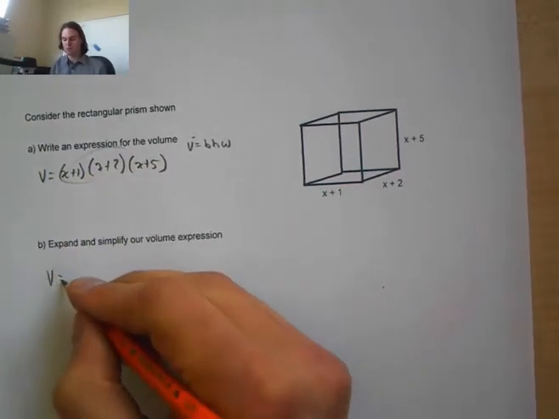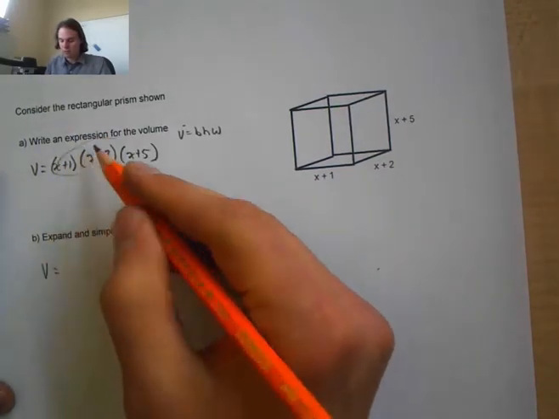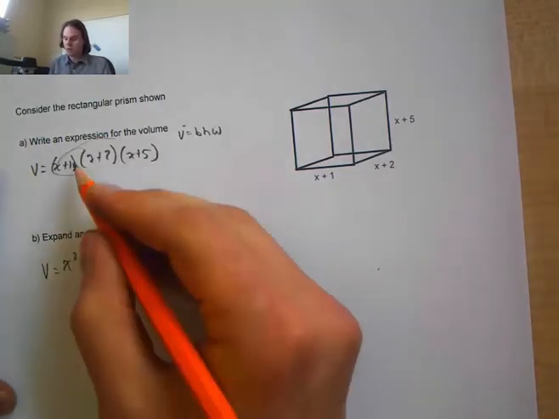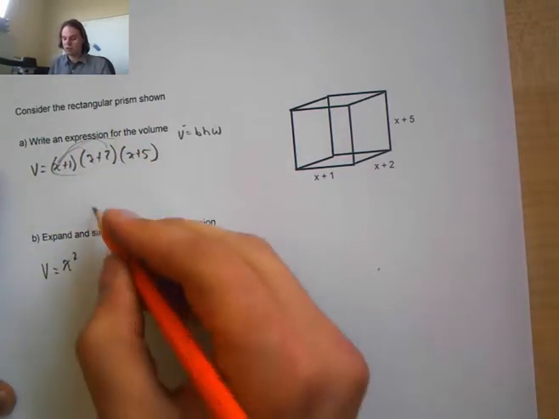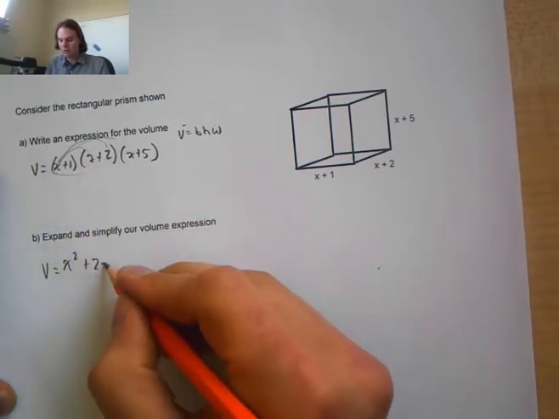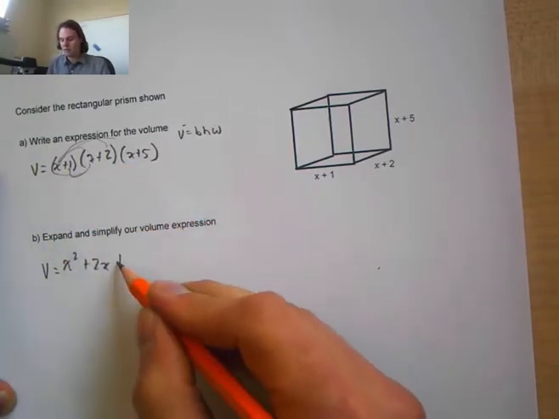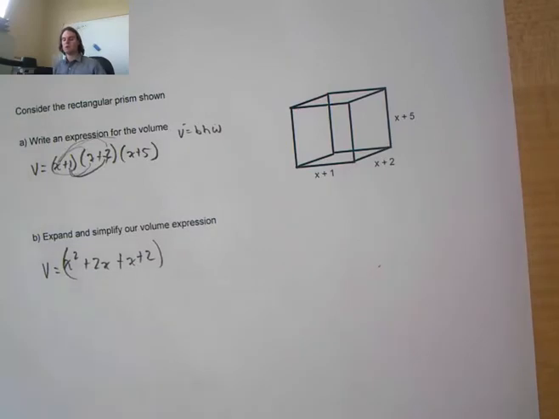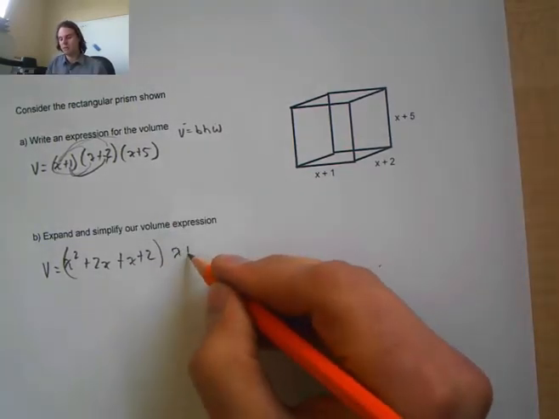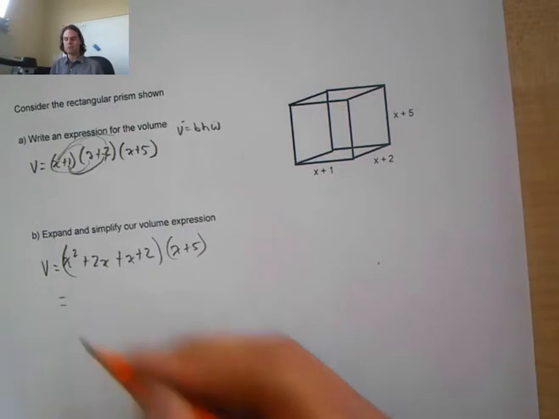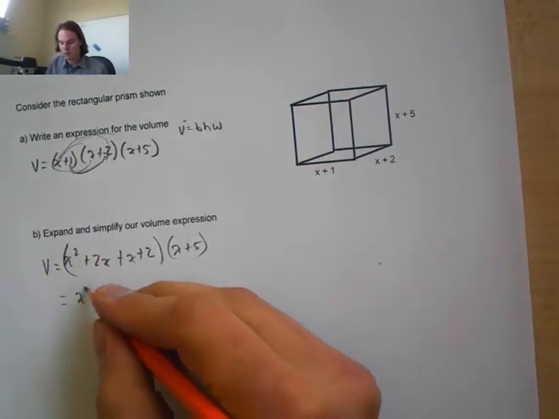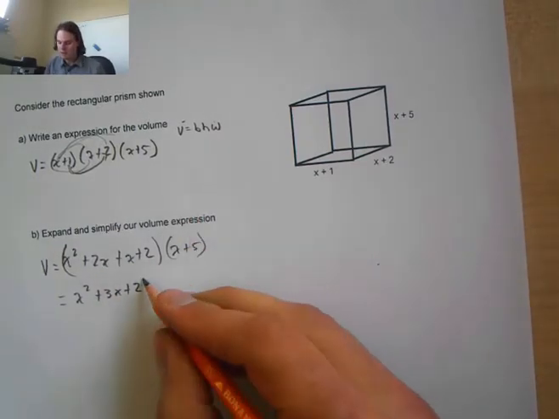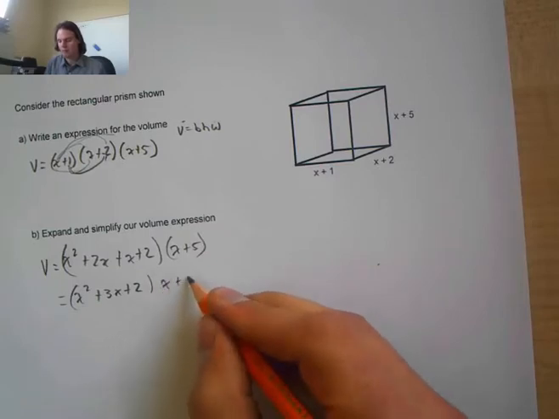Okay, so volume is equal to, well, I have to go x plus 1 multiplied by x plus 2. So I have x squared. Then I want to go x multiplied by that, which is going to be plus 2x. Then I have to go 1 plus x, and then this and that will give me plus 2. And all of this is going to be multiplied by x plus 5. So I continue this, I'm going to end up getting x squared plus 3x plus 2, and multiplied by x plus 5.